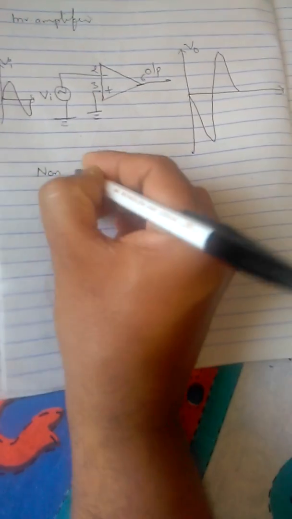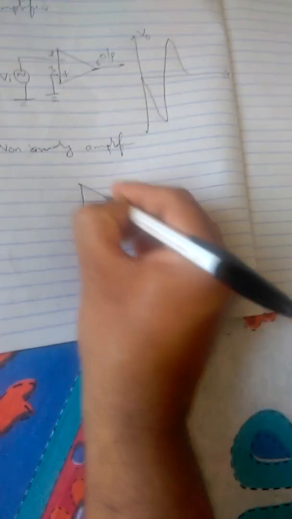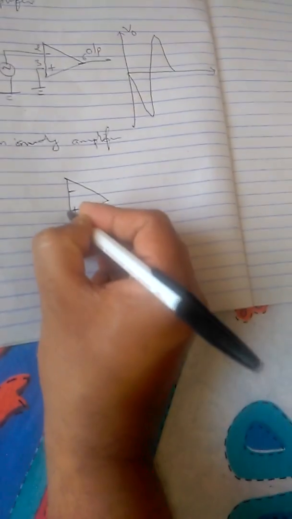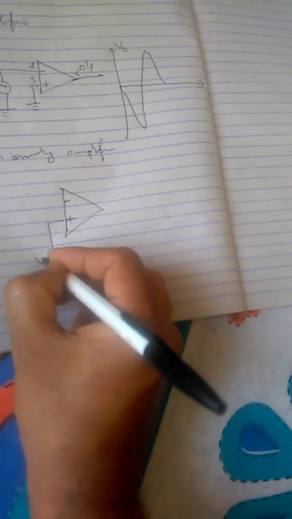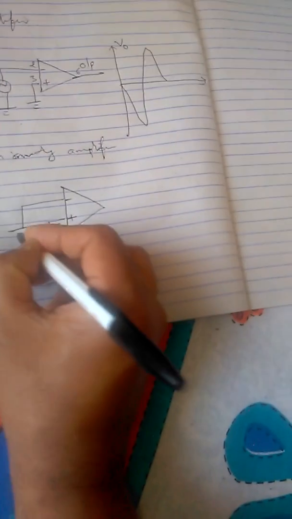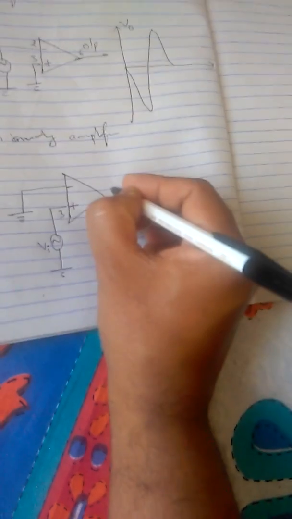And now we'll see what happens in case of non-inverting amplifier. Okay, so first we need to draw the circuit diagram for non-inverting amplifier. In this case, we are giving input voltage to pin number 3. Means we need to ground the inverting terminal. Okay, and output again it has to be taken from pin number 6.